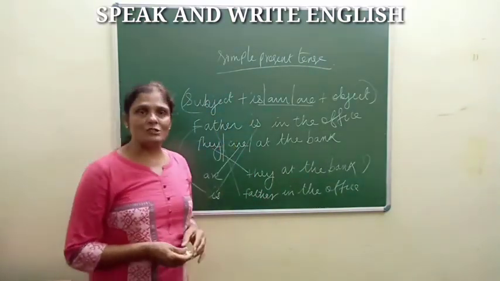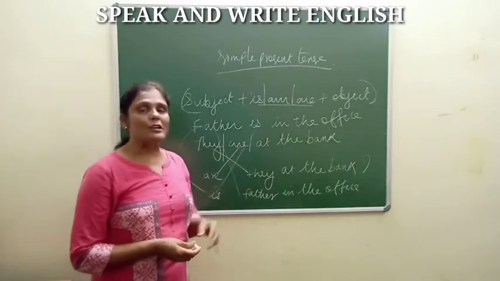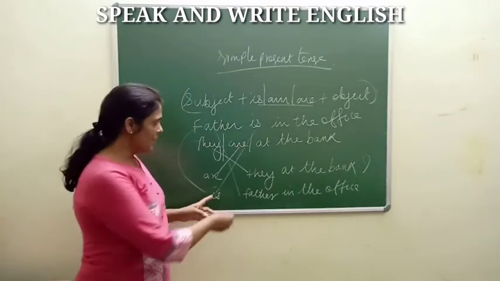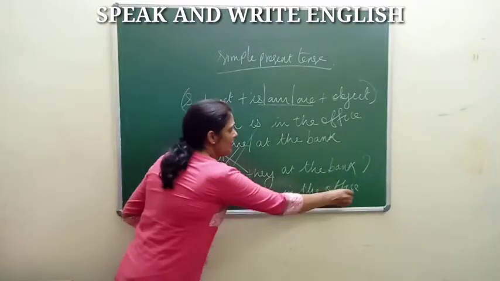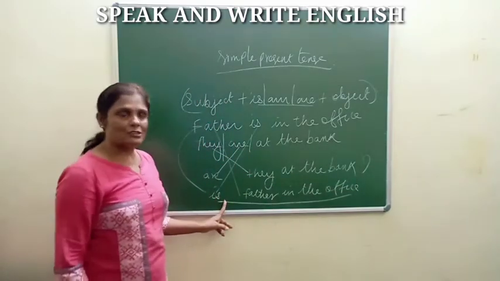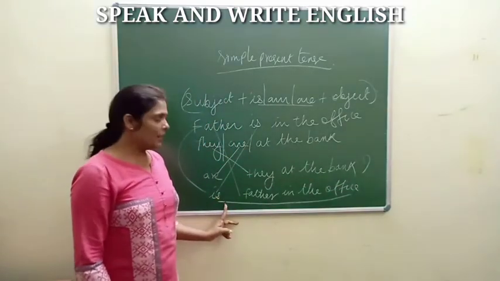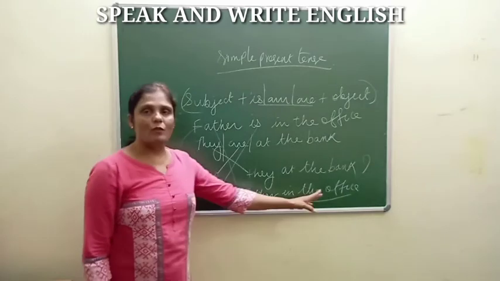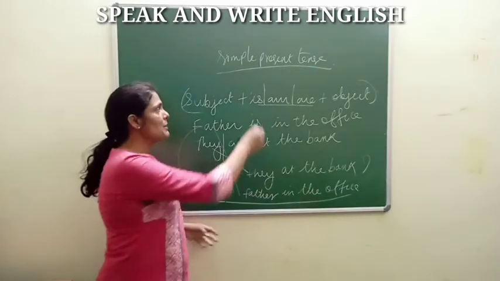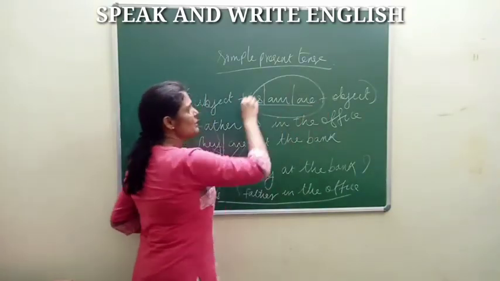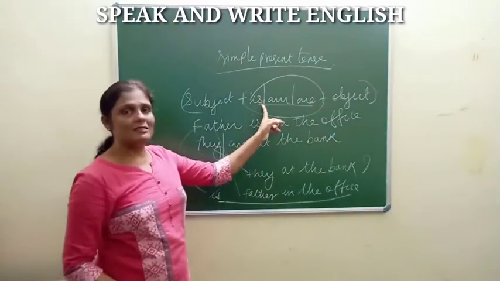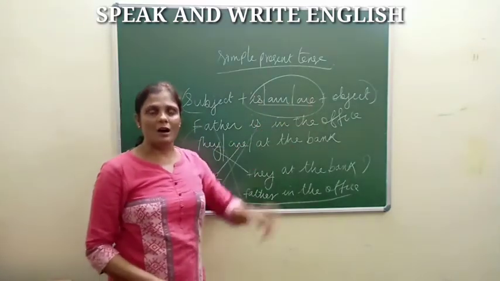So that was the structure of a sentence when we are going to use it in the simple present tense, and when you frame it into a question, the structure will be is, am, are plus subject followed with an object. And the be forms which are used in the simple present tense are is, am and are.